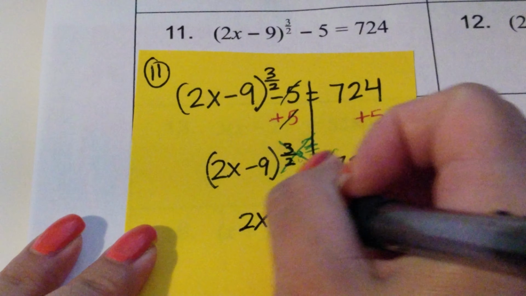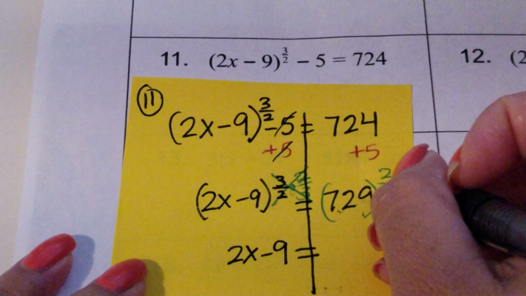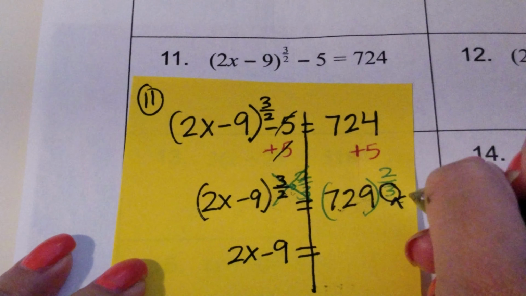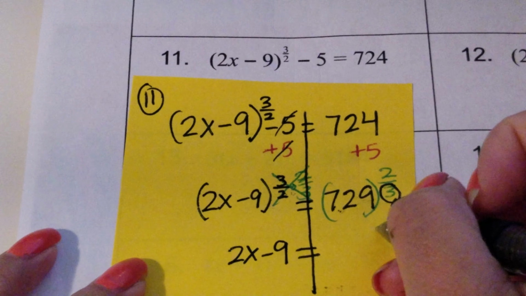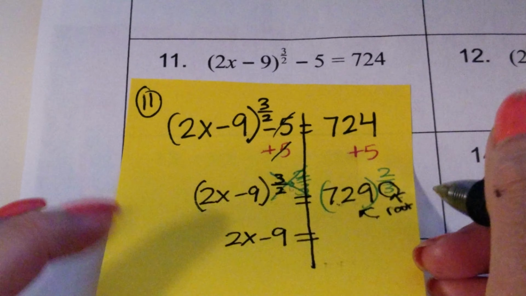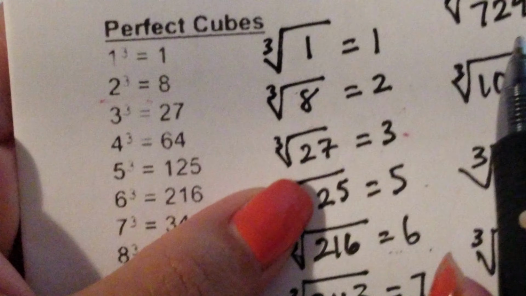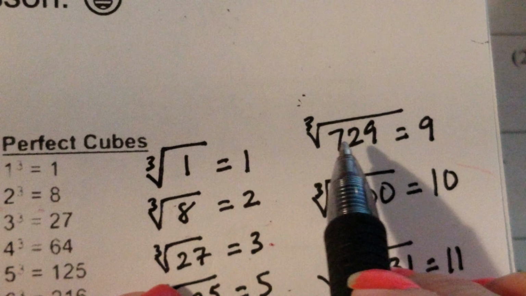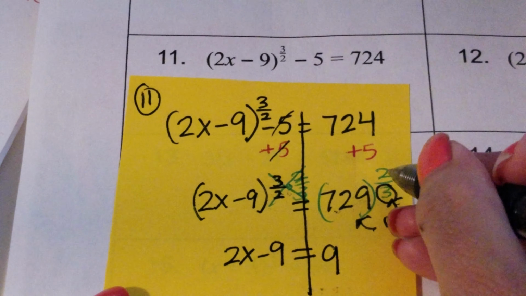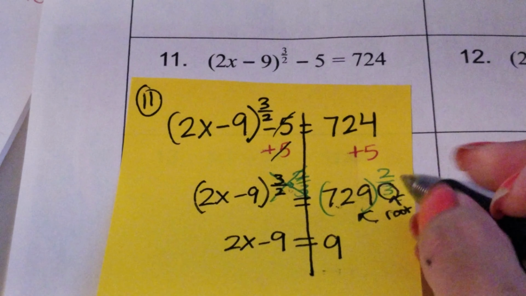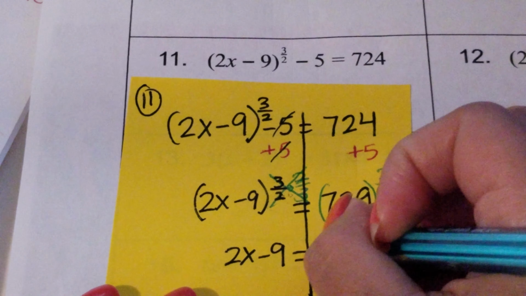We got 2x minus 9 equals. Okay, so let's take, remember the root. This is a 3, so it's asking for the cube root of this number. What is the cube root of that number? 729. Is that a perfect cube? Yes, right here. The cube root of 729 is 9. So 9. And once we do that, the number on top right here is 2, so that is on top here.